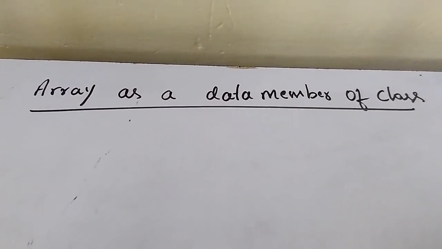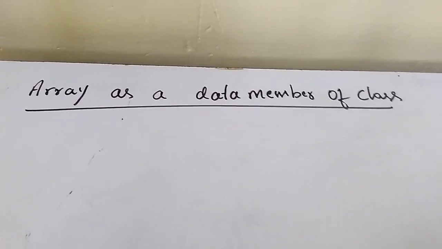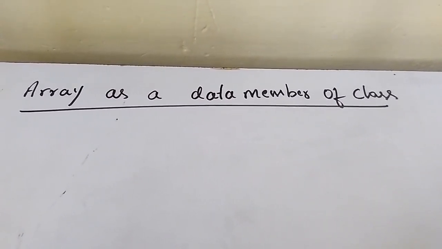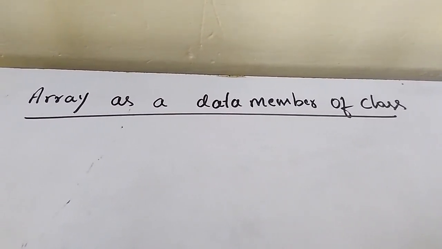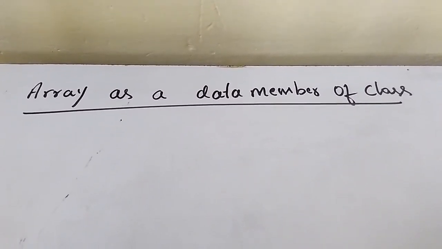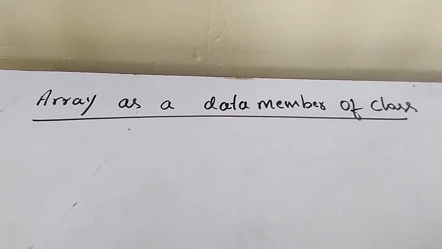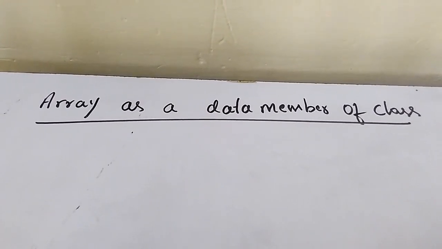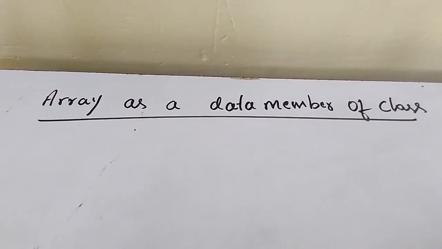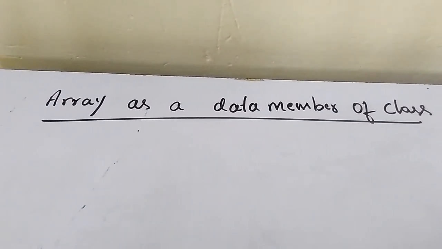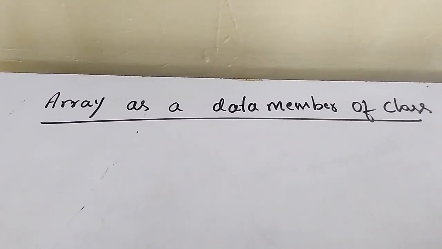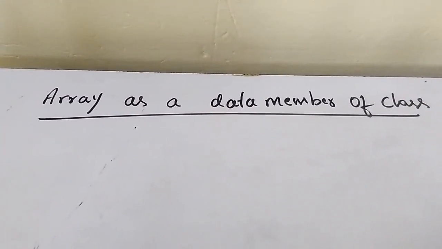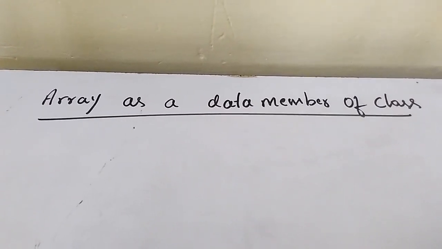Let us discuss array as a data member of a class. So far we have taken basic data types in a class, as data members like register number, name. Name is also a character array, but in this particular concept, they are expecting numerical arrays. Now we shall take a numerical array in the class definition as a data member of a class.